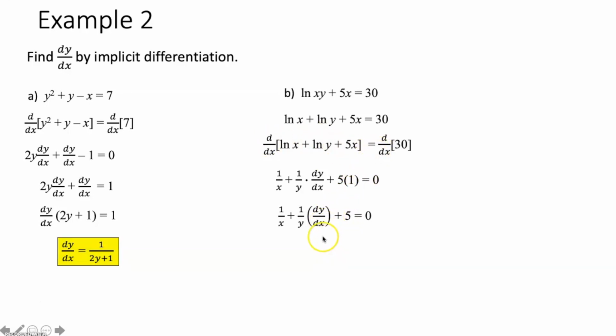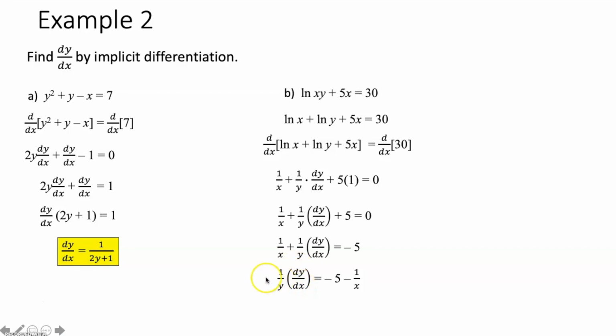Step 2 is to get anything with a dy dx by itself on one side of the equation and move everything else to the other side. So I can move 5 to the other side of the equation, and I can move this 1 over x to the other side of the equation by subtracting them. Now I have my dy dx by itself on one side of the equation, so I can factor it out. Well, there's only one term here, so I don't need to factor it out. I can just move on to step 4 and solve for dy dx.